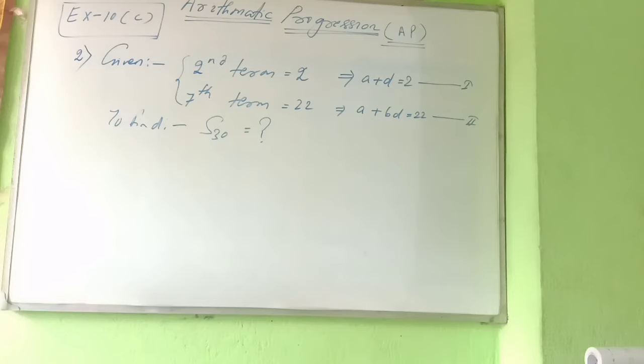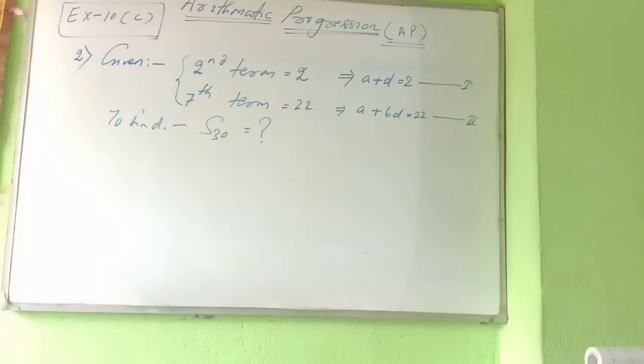Hello students, see question number 2. It is given that the second term is equal to 2 and the 7th term is 22. The second term formula is a plus d, which is equal to 2, and the 7th term is equal to 22. The 7th term means a plus 6d, where a is the first term and d is the common difference. What do you have to find out? See the question. You have to find the sum of 30 terms.